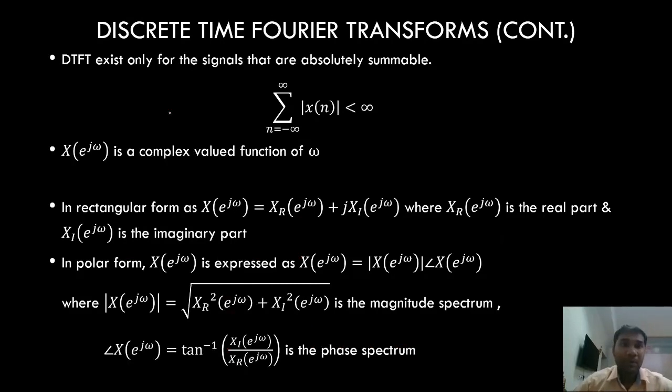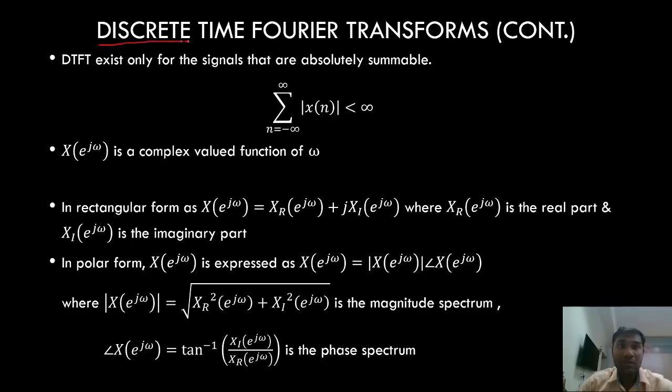Now, what is the condition for existence of discrete time Fourier transform? For continuous time Fourier transform, we have studied the condition for existence. What are they? They are the Dirichlet conditions, right? It has to be absolutely integrable, and the number of maxima and number of minima must be finite, and the number of discontinuities must also be finite. That is for continuous time Fourier transforms.